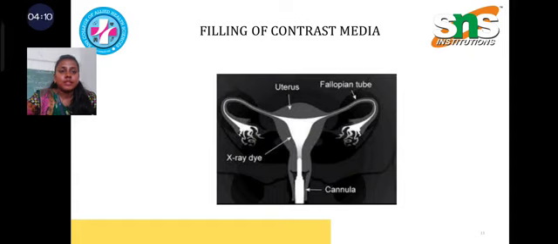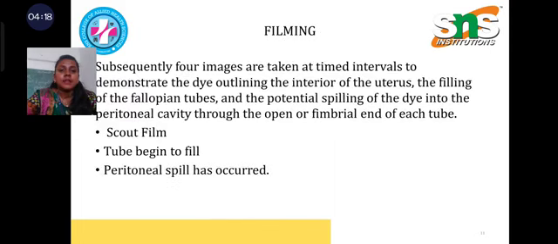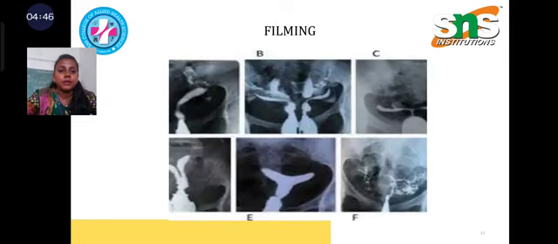X-ray dye is injected through the cannula, through the uterus, and then it passes through the fallopian tube. Filming: subsequently, 4 images are taken at timed intervals to demonstrate the dye outlining the interior of the uterus, the filling of the fallopian tubes, and the potential spilling of the dye into the peritoneal cavity through the open fimbrial end of each tube. Scout film, tubes begin to fill, peritoneal spill has occurred. This is how the filming looks.